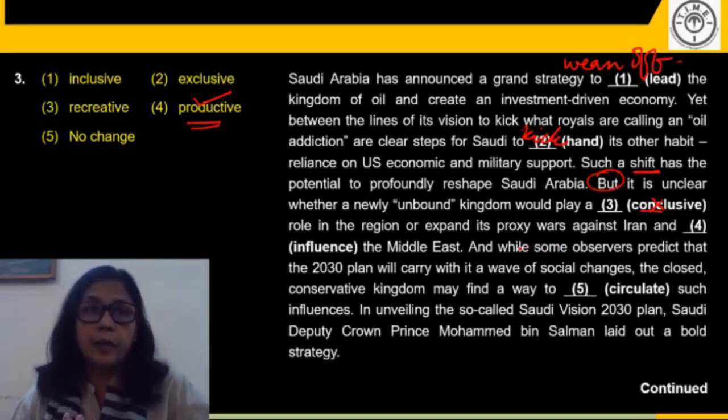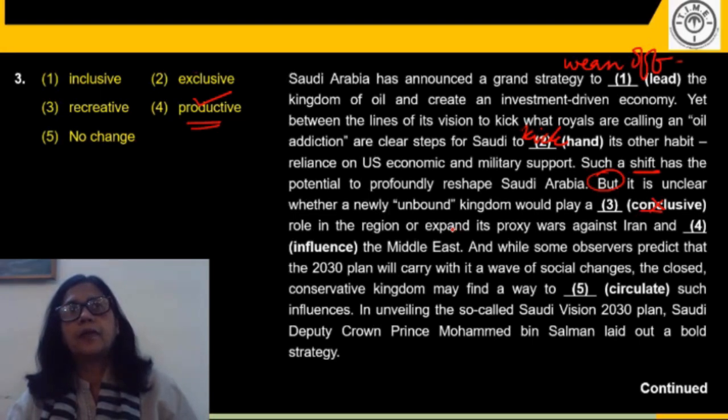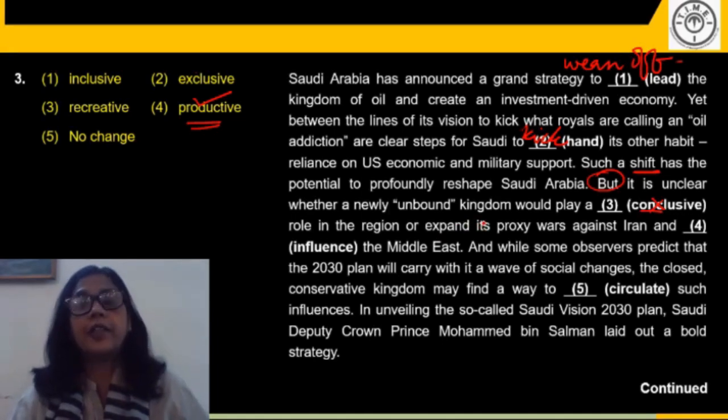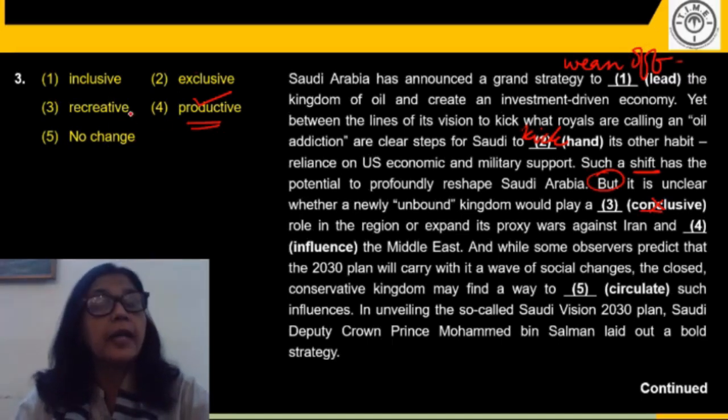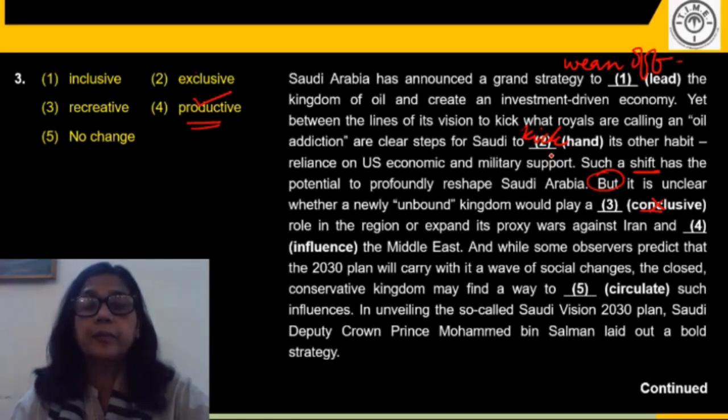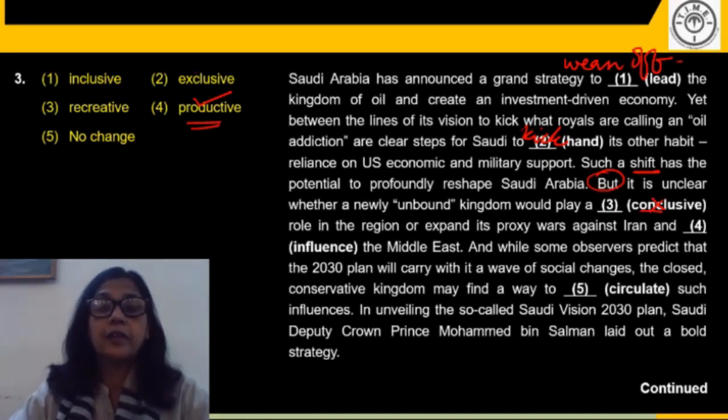Now, the meaning of productive is doing or achieving a lot, working hard and getting good results. So you can say that some workers are more productive than others. You can also say that I have had a productive day today. And the other options have different meanings altogether and do not fit into the context of the paragraph. So the third word, productive. Wean off, kick, productive, right? So we go to the fourth one now.